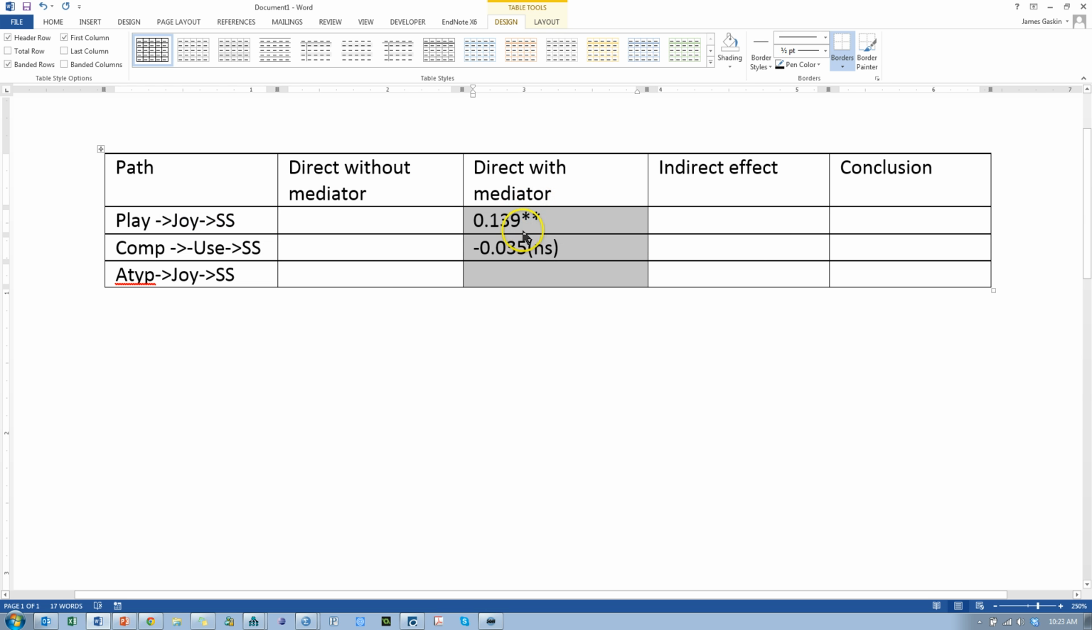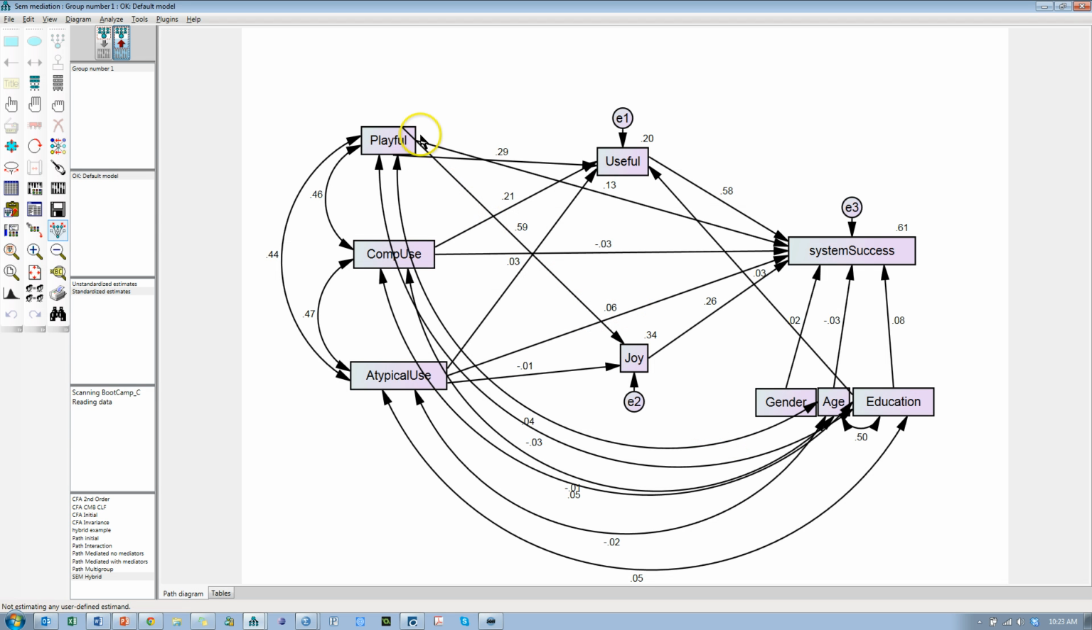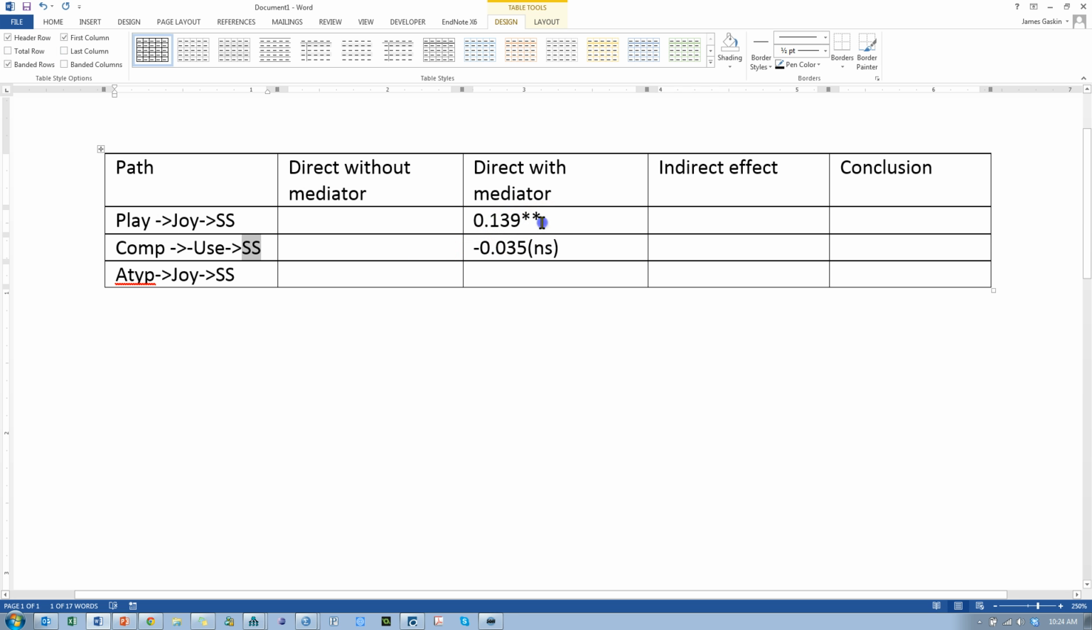But I'm finding out what is that direct effect between the IV and the DV. In this case, play to success, comp to success. Just make sure I can... And then I'm the 1-3, right? Under the... This one? There. That's the direct effect with the mediator. Yes, for this first one.